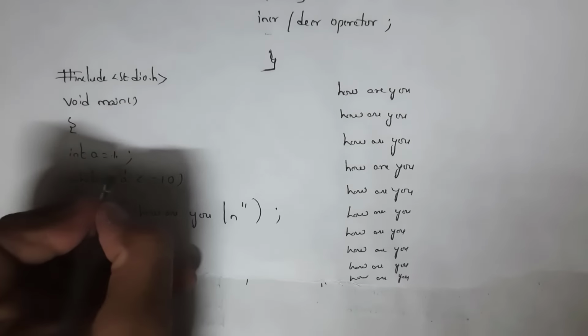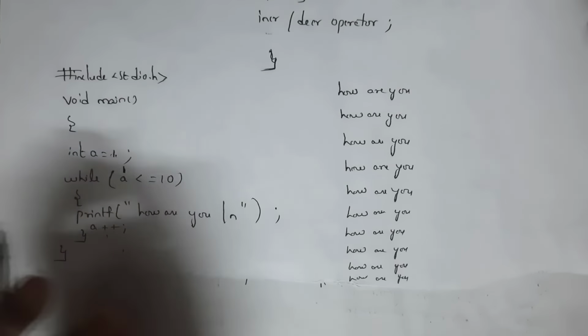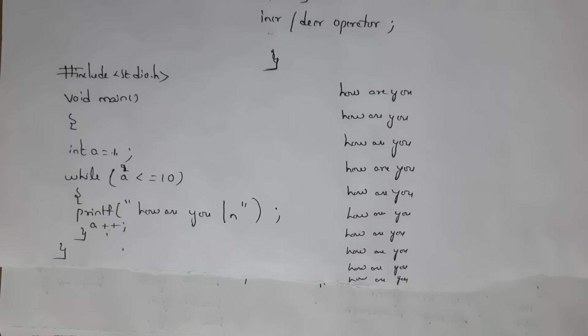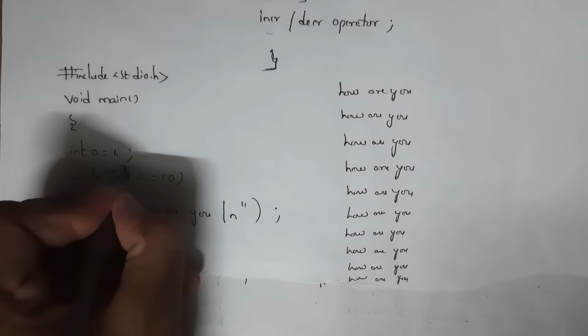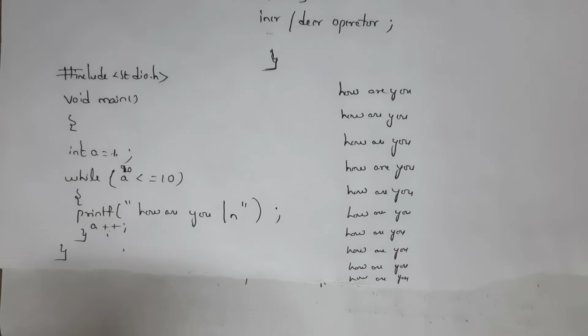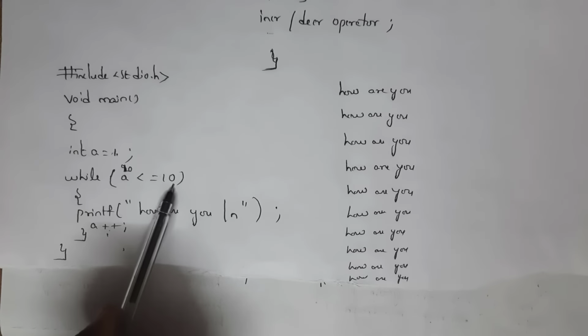So at first it will take value 1. 1 is less than 10, the condition is satisfied, so it will print how are you. Again it will increment the value to 2. 2 is less than 10, the condition is satisfied, so again it will print how are you. It will increment the value to 3. 3 is less than 10, it will print how are you. Again it will increment the value to 4, 5, 6, 7, 8, 9, 10. At last it will take value 10. 10 is equal to 10, so this condition is satisfied. So I will get the output how are you from 1 to 10. So in total, 10 times it will print how are you.